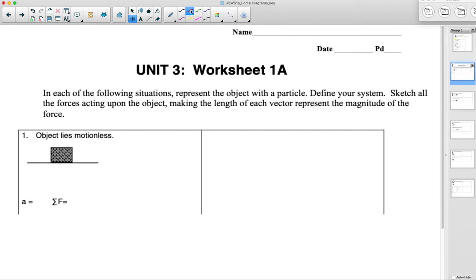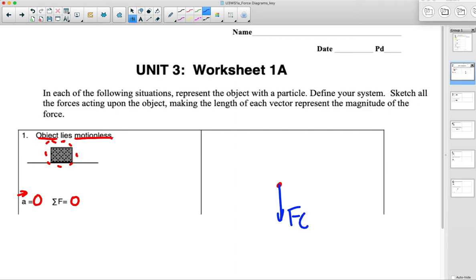Taking a look at this, it says the object lies motionless. So the first thing we want to figure out is whether the acceleration is 0, and if the acceleration is 0, the net force is 0. Obviously, I'm going to talk quickly through this. You can pause and rewind if you need to. Define the system in the picture. Acceleration is 0, net force is 0. So we're going to put this dot here representing the center of mass, which represents the entire object.